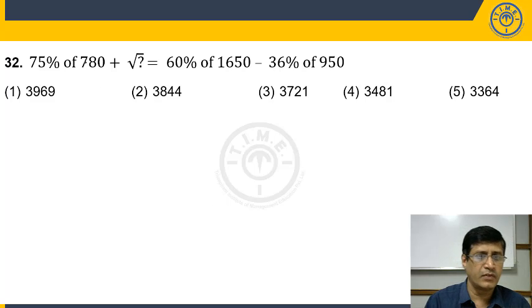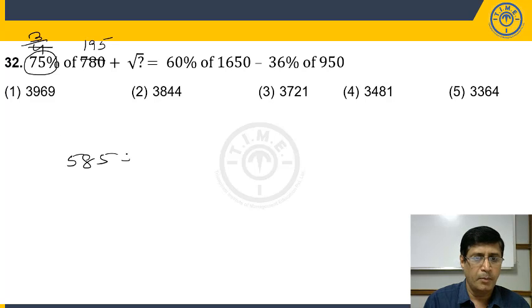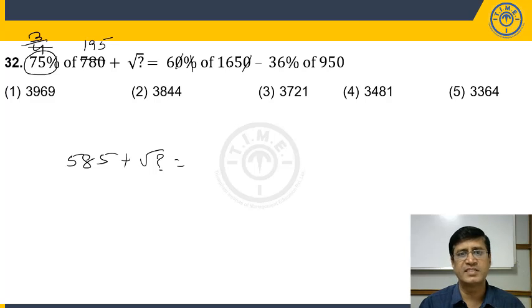75% of 780. 75% means it is a 3 by 4th value. 4 goes how many times in 780? It goes exactly 195 times. The product of 3 and 195 is 585. Plus under root question mark is equal to, now percentage and zeros we can cancel. 6 times of 165. 6 times of 160 is 960, plus 30, it is 990.